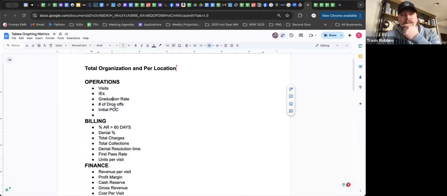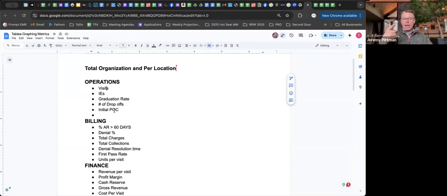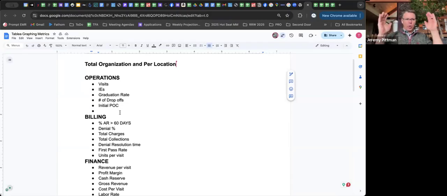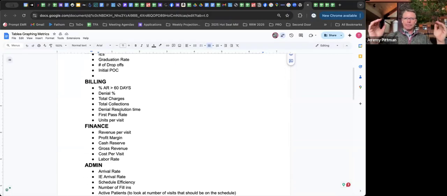Graduation rate for sure. Visits for sure. If we're going to talk about visit frequency, a couple people are touching that. If you have a PT that writes once a week for 10 weeks, you're never going to get a visit frequency of 2. My therapists actually report on that. That's a stat that they track themselves on a weekly basis: what was their average plan of care for the week?